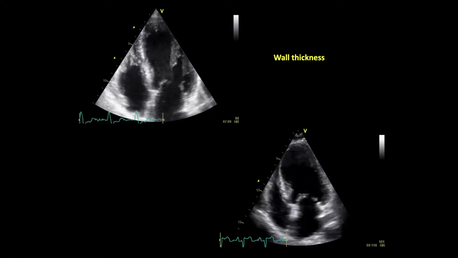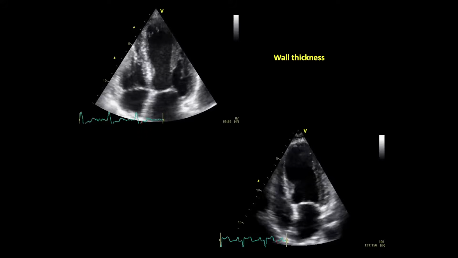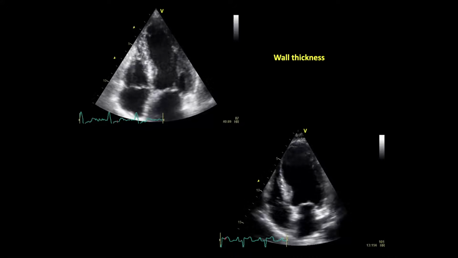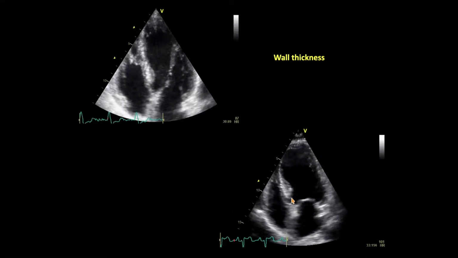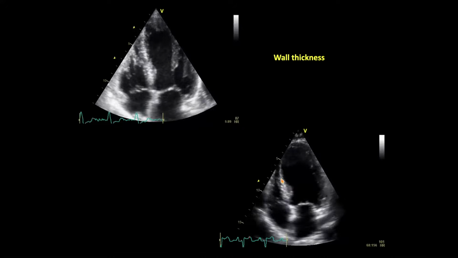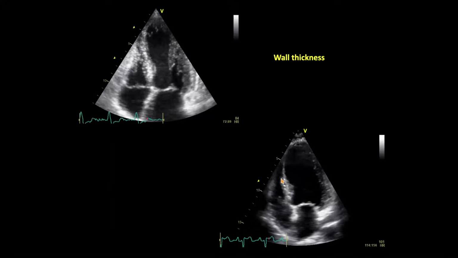So wall thickness. Anytime you have a wall motion abnormality, look carefully at the wall and write in your report whether the wall thickness is preserved or there is some thinning. You can see in the image below, there's a little bit of thinning in the distal inferoseptum over there. So that indicates that there is some non-viable tissue over there.